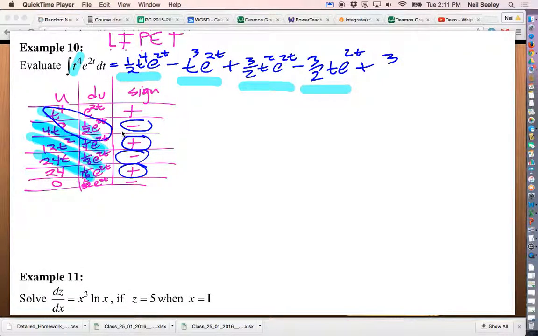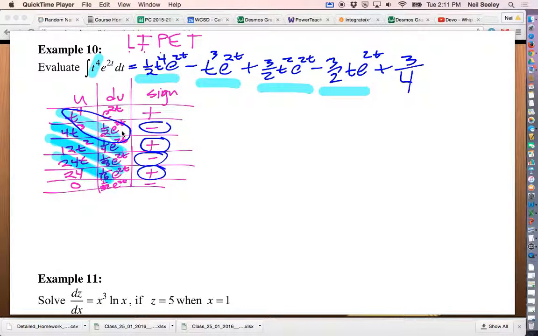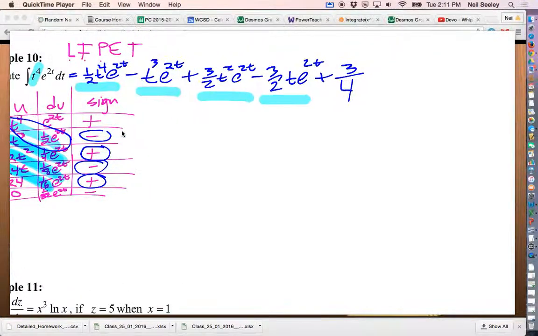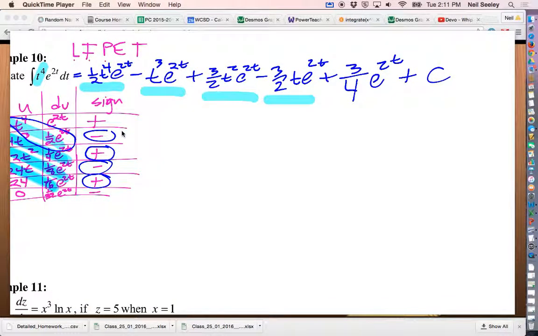3/4. There's no t left, e to the 2t. Plus c, because you're done. You're out of things to integrate. That's the end of the road. That's our antiderivative, all the way down. Isn't that slick? If I made a sign error or some number error, just let me know.